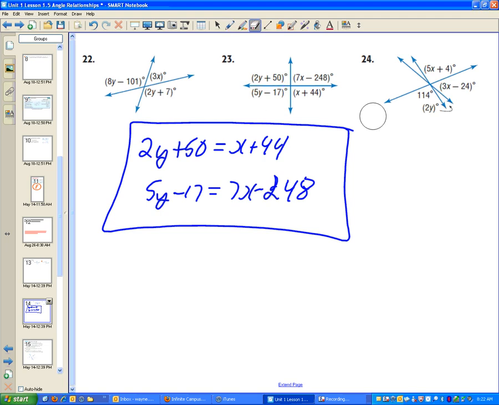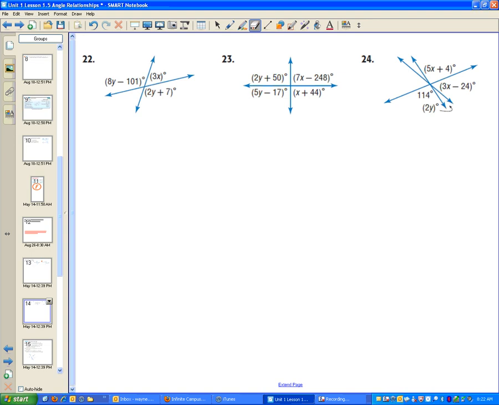The nice thing is, I can avoid it. And even if I knew how to solve that system of two equations with two variables, this is easier. These two right here, what do they make? A linear pair. And we have a theorem that says linear pairs are supplementary. And we have a definition that says supplementary angles are two angles whose measures have a sum of 180. So I can make 7x minus 248 plus x plus 44 equal 180. And I can solve that for x.